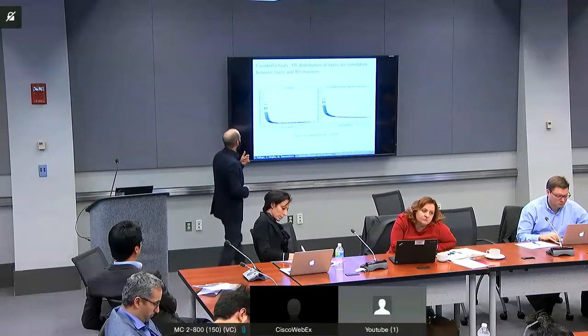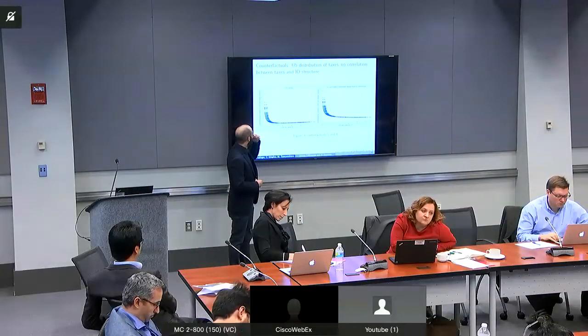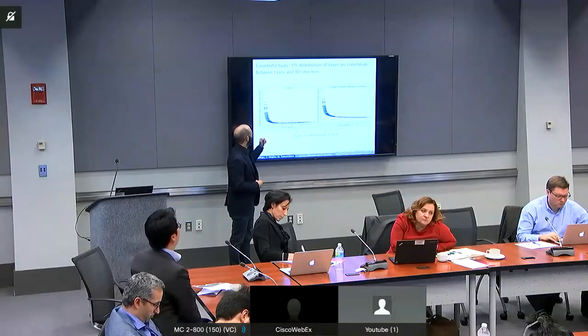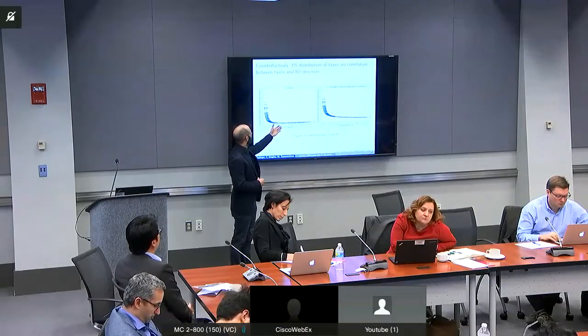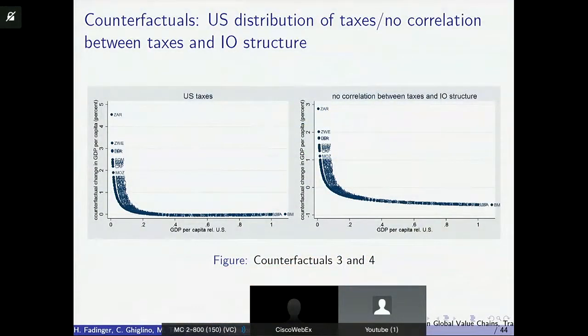How about changes in tax rates? If we impose the US structure of taxes, that would not matter much for most countries, but just for the very poor countries, having a lower variance of taxes would be beneficial, up to 4 or 5% of per capita income.